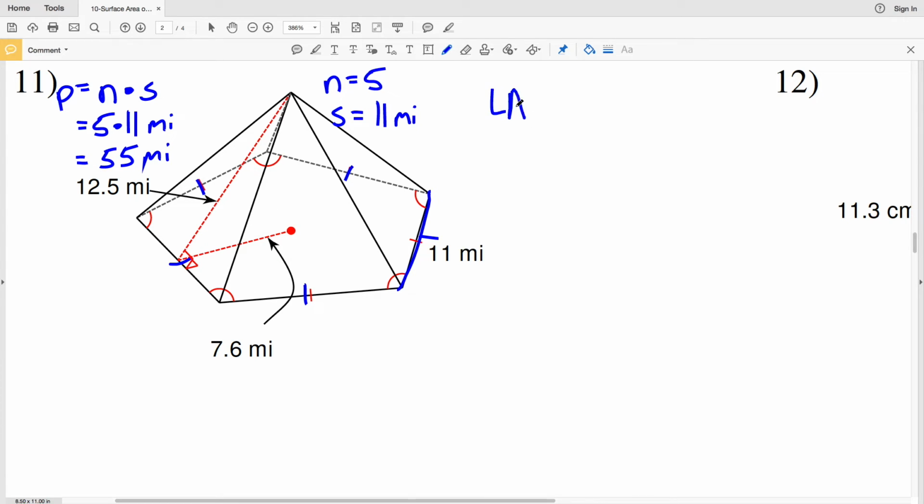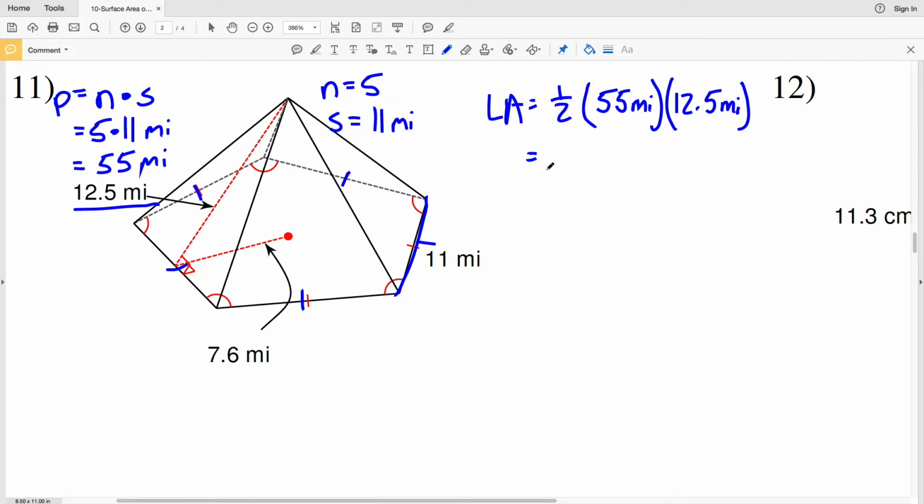So for lateral area, we'll take 1/2 of the perimeter of 55 miles, and that will get multiplied to the slant length, which is given to us as 12.5 miles. So lateral area, 0.5 times 55 times 12.5 will give us 343.75, which rounds to 343.8, and that's miles squared.